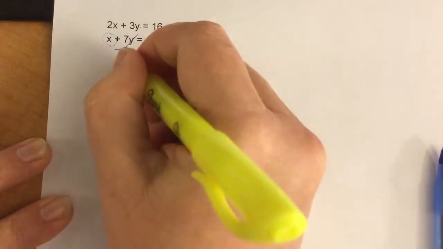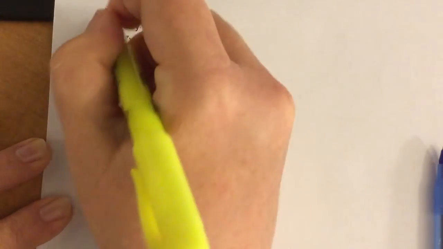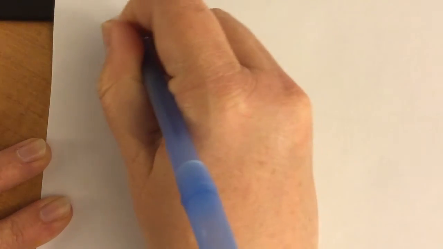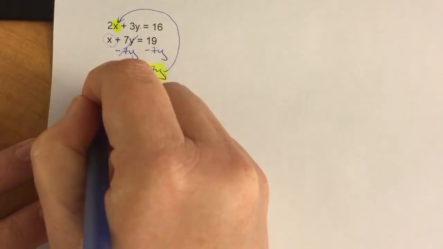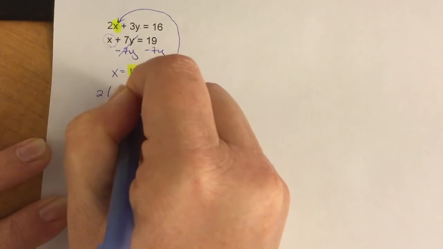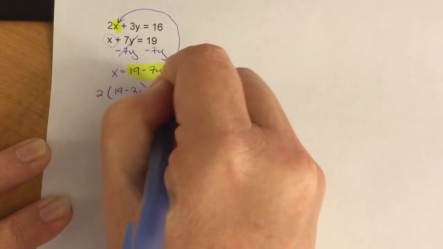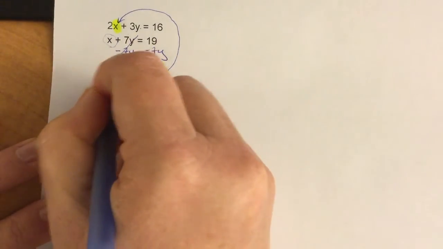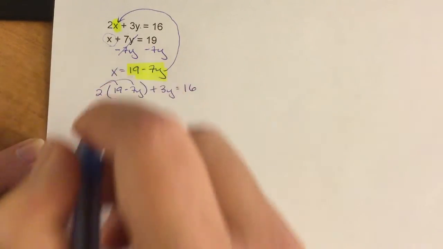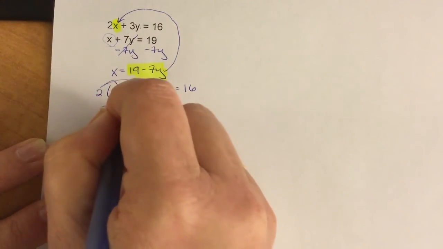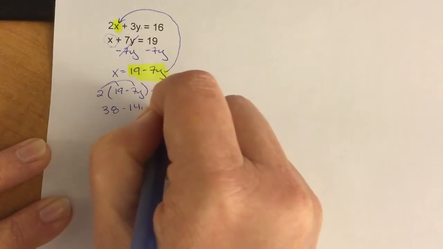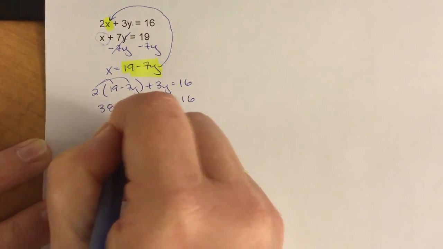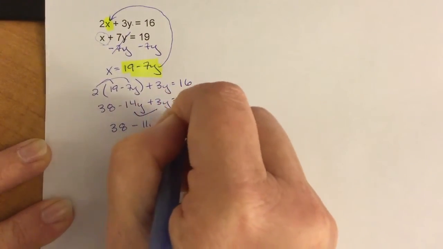So now that I know what x is equal to, I can take this piece and plug it in up here for x. So I'm going to take this and plug it in for x. So we've got 2 times 19 minus 7y plus 3y equals 16. So I just plugged x in up here. Now we need to distribute this. So that is 2 times 19, 38, minus 14y plus 3y equals 16. Combine like terms. So we've got 38 minus 11y equals 16.